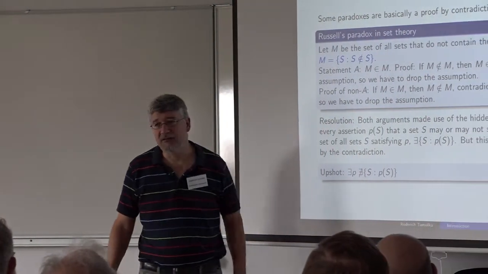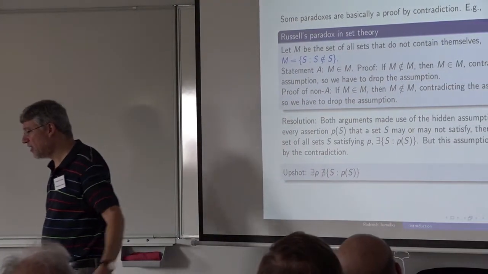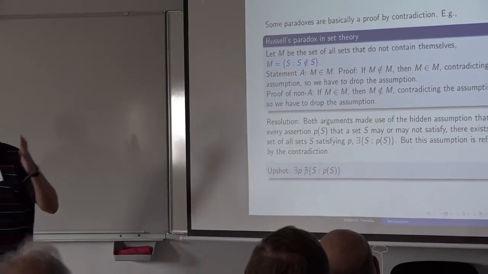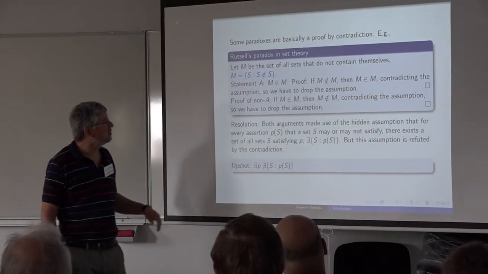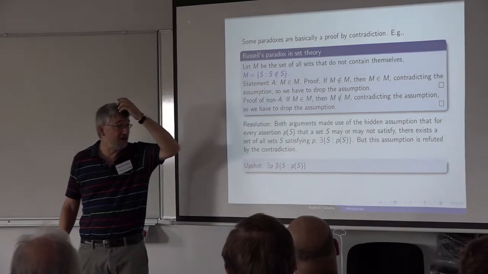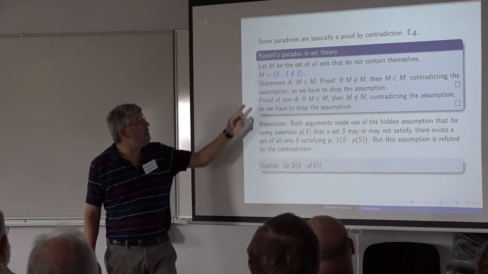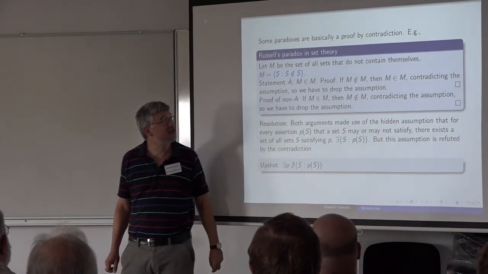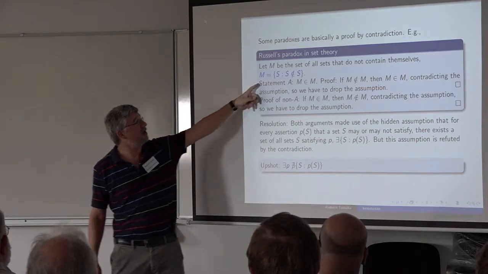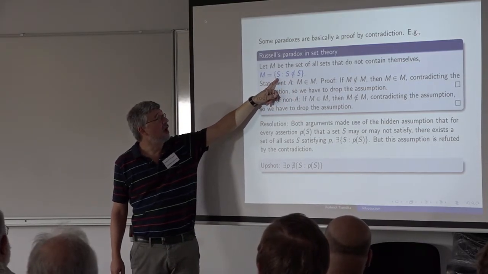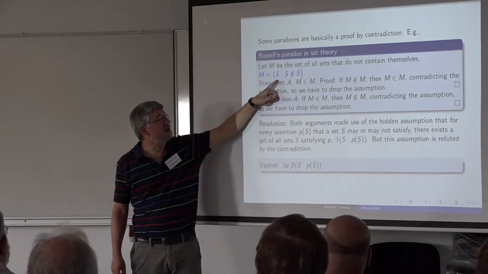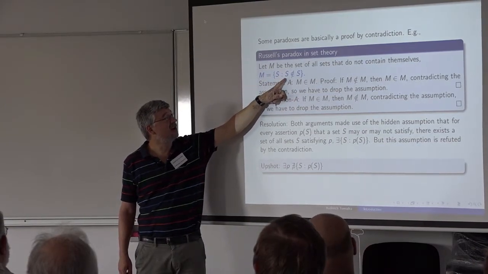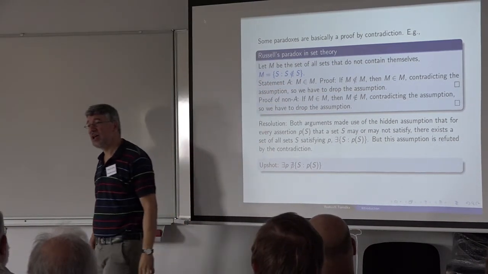Here's an example of that. This is a paradox from set theory, so let me start with a paradox that's not from quantum physics. Russell's paradox is the following: let M be the set of all sets that do not contain themselves. So here's that notation. We take the set, that's what the curly brackets mean, of all those sets S that do not contain themselves as an element.